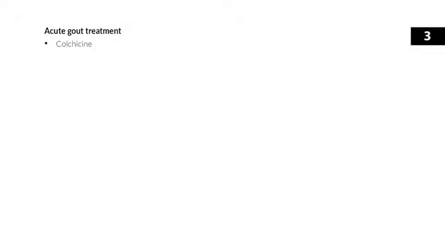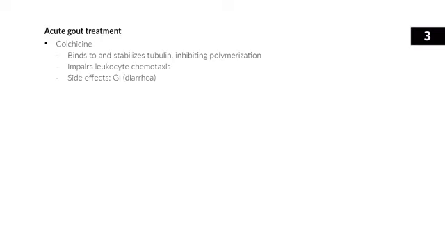So for the test, colchicine is a classic drug used for acute gout exacerbations. You might recall colchicine as one of the drugs that inhibits microtubules. Colchicine works by binding and stabilizing tubulin to inhibit the polymerization of tubulin, so it impairs leukocyte chemotaxis. The inflammatory cells can't get to where they need to go, so there is less inflammation. Colchicine is known for its GI side effects, particularly diarrhea.